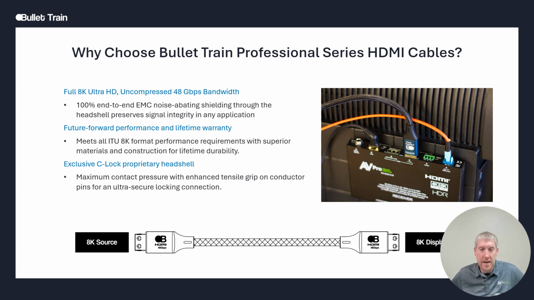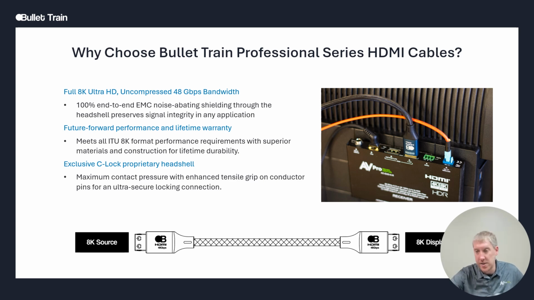This does meet all ITU 8K format performance requirements because of the superior materials we're using during construction, but it also provides higher durability. When you use higher quality components, you're going to get a higher quality end product, and that's what's happened here with our HDMI cables. We also have an exclusive C-Lock proprietary head shell, which puts more clamping pressure on the HDMI connector itself, so you don't get accidental disconnects and things like that.